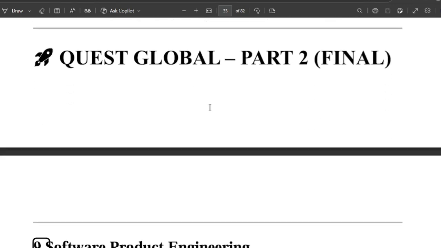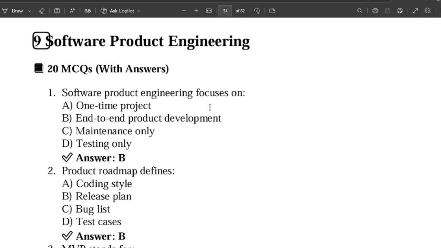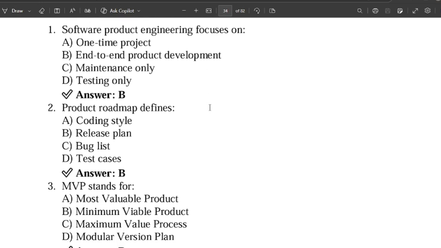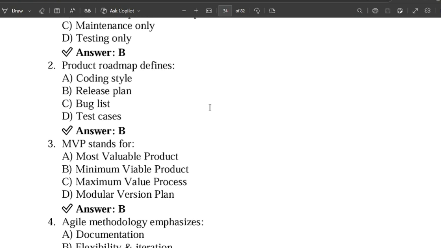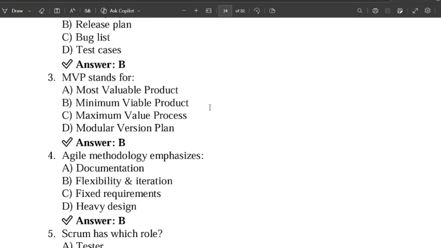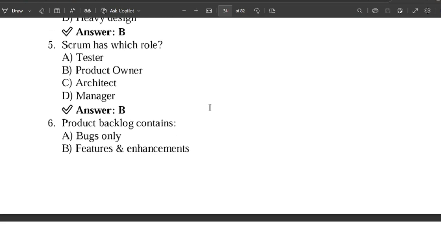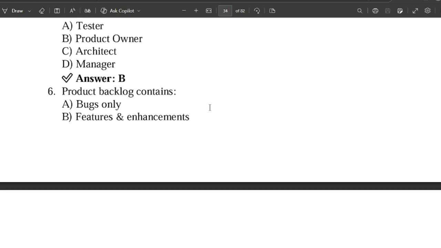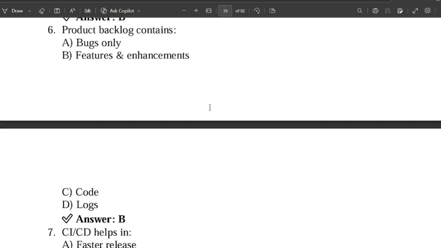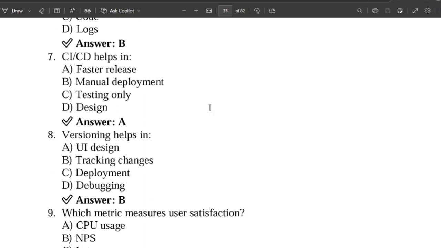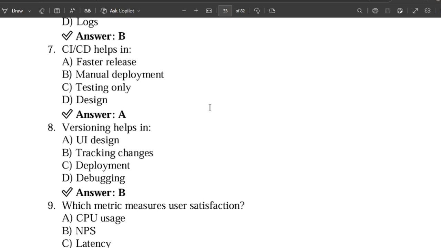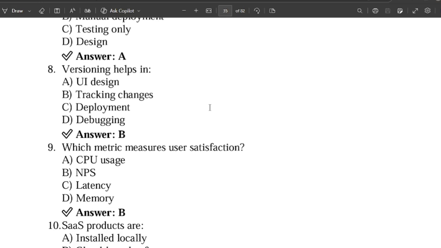Option D. Next one is software product engineering. Software product engineering focuses on end-to-end product development. Product roadmap defines the release plan. MVP stands for minimum viable product. Agile methodology emphasizes flexibility and iteration. Scrum has which role? Product owner. Product backlog contains features and enhancements. CI/CD helps in faster release. Versioning helps in tracking changes.